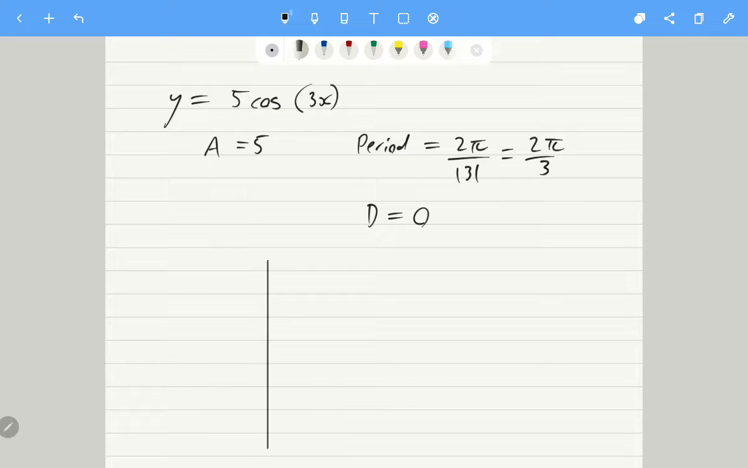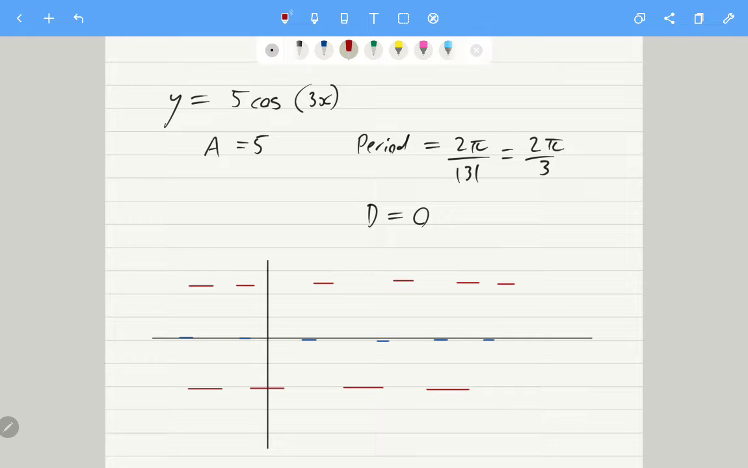So if I wanted to sketch this function, I start with my median line, which is 0. And then I go up 5 to find my max line. I go down 5 to find my min line. And then all I've got to do is know the shape of a cos function. And cos starts at the top. Then it goes to the middle. Then it goes to the bottom. Then it goes to the middle. Then it goes to the top.